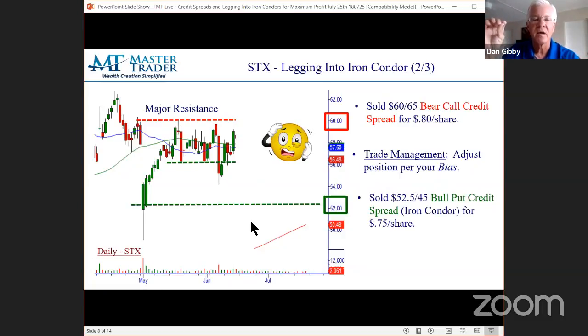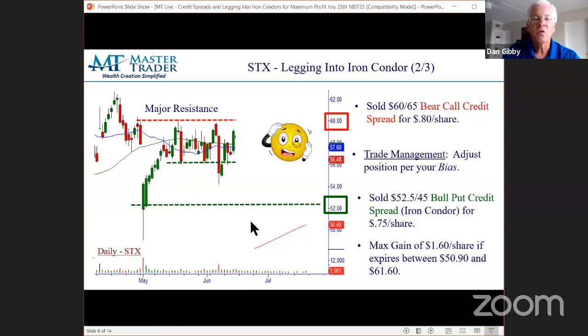What is an iron condor? It's a short out-of-the-money bull put spread and an out-of-the-money bear call spread. So our bias is range bound, and we're getting paid twice now. So we sold this one for 75 cents a share. That's another 750 bucks. What's my break even?